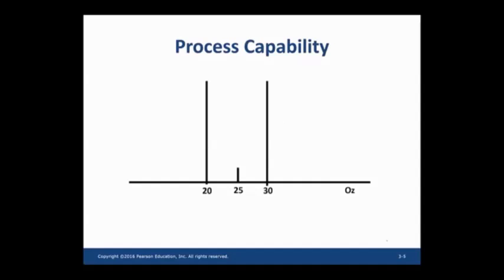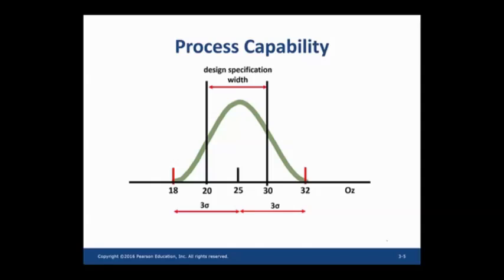Okay, this is my design specification width of 10 ounces from 20 to 30, and this is my process distribution where the extreme points are 3 standard deviations away from mean to my left and right. So 99.73% of products will fall between 18 and 32 ounces. So as you can see, some of those products will fall beyond the design specification width. So this is indicated by the orange shaded areas on both sides.